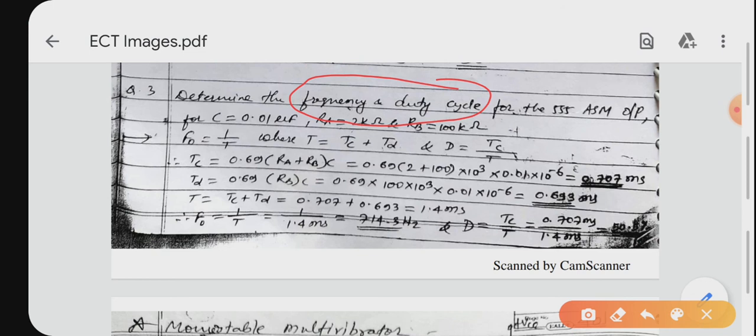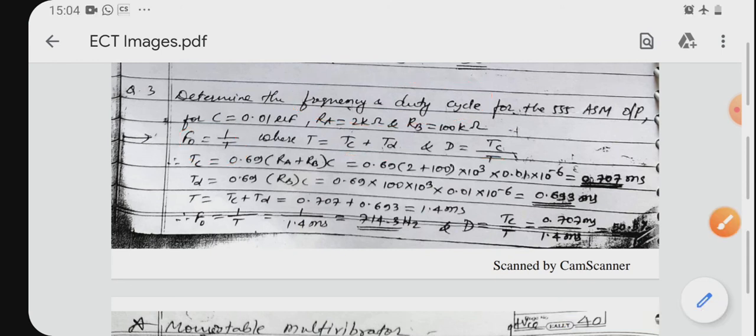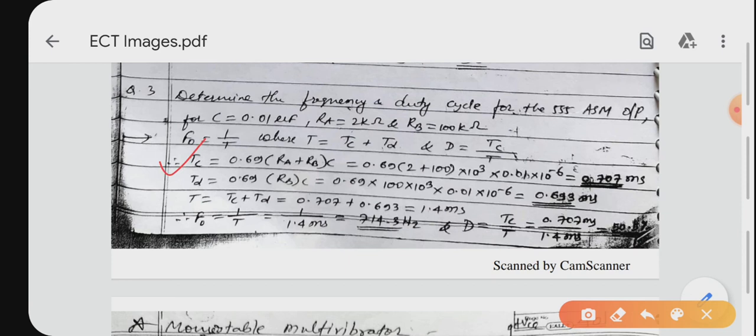Again, the formulas are the same. Output frequency is equal to 1 by T is the general formula, where T is equal to Tc plus Td, again a general formula. D, the duty cycle, is equal to Tc by T. So based on this, you can write down Tc is equal to 0.69 (Ra plus Rb) into C. So how can you choose this formula for Tc and Td from the table, whether the duty cycle is 50% or it is between 51 to 60%.